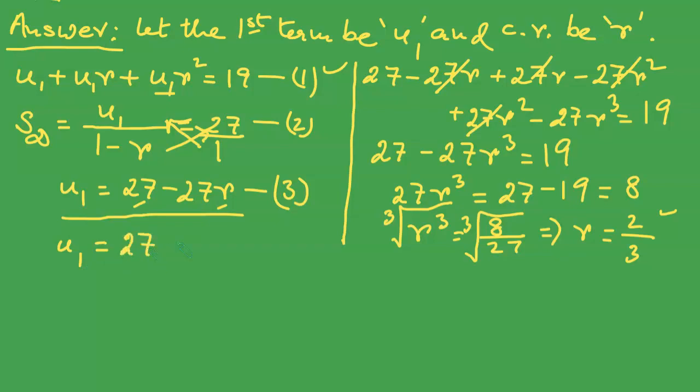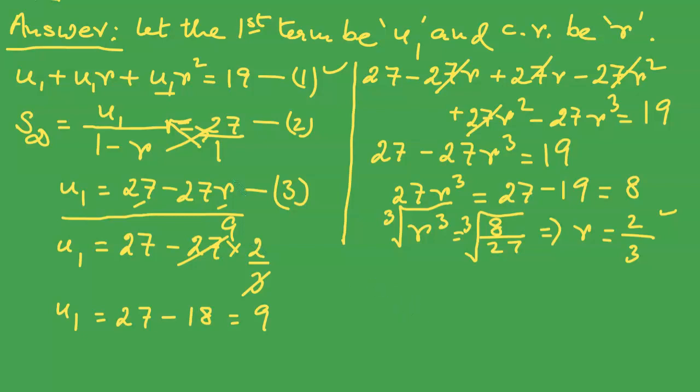So it is 27 minus 27 times 2 over 3. So u1 is equal to 27 minus 18. Okay. So it is equal to 9. u1 is equal to 9 and r is equal to 2 over 3.